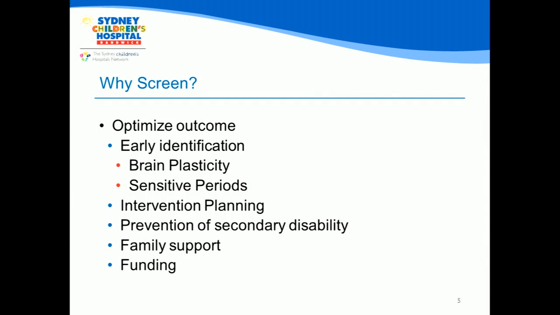So why do we screen in developmental paediatrics? Our aim is to optimise outcome, to get each individual child that we look after to reach the best potential they can reach. The premise of this really is that if we identify things early, we can use the brain's natural plasticity. So that's the brain's ability to learn and change over time. Now that doesn't just happen in childhood. You see that in adults post-stroke, that relearning of skills, developing different skills through life. But we're very aware that when there are difficulties, with the right intervention in place, you can make a difference in terms of outcomes and changing skill development.